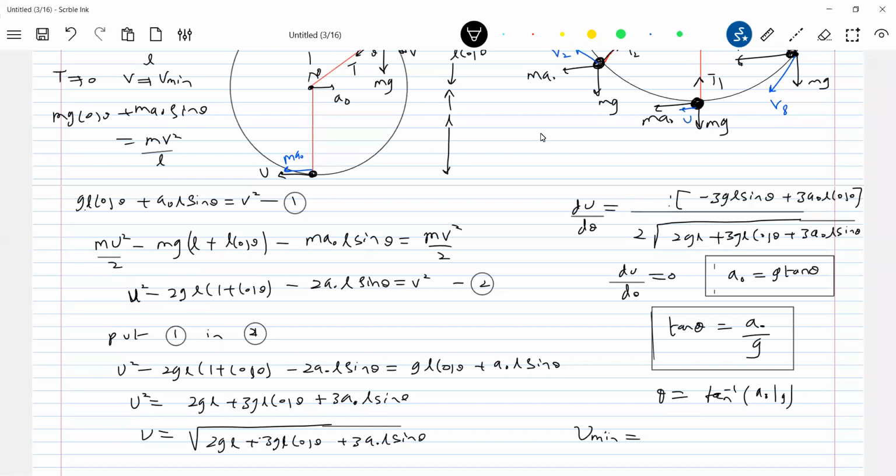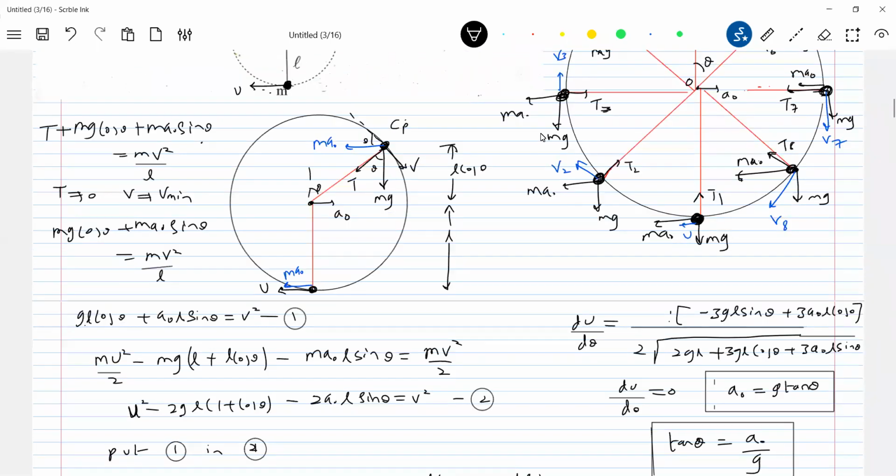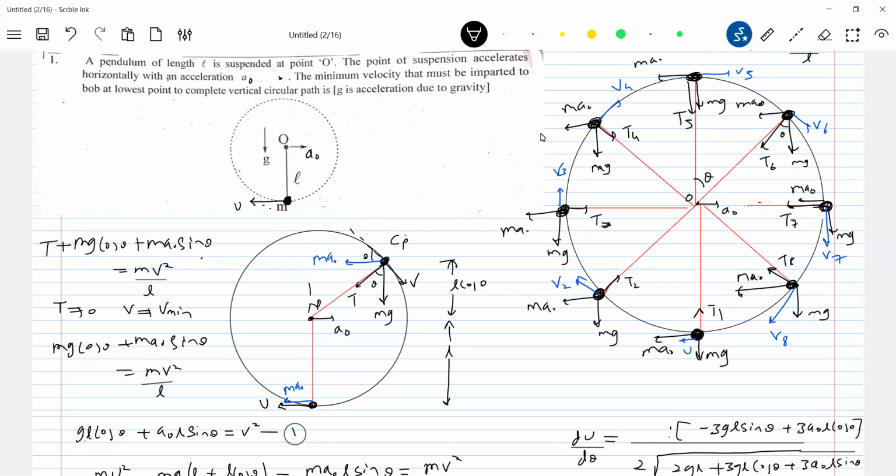Okay, the next question comes: this theta equal to tan inverse of A naught by G. Let me come back. Write the equation of circular motion at every point, like how I wrote the equation for circular motion. And make T zero and check the velocity.